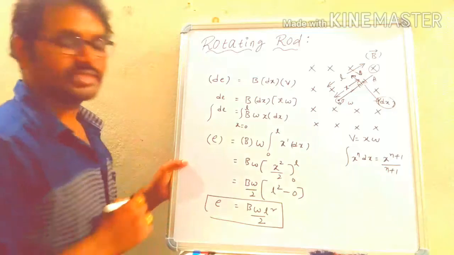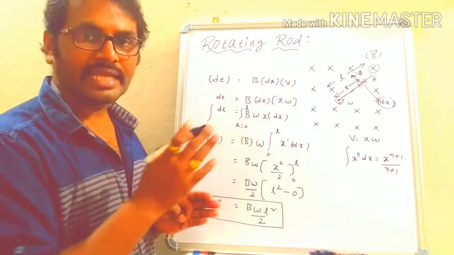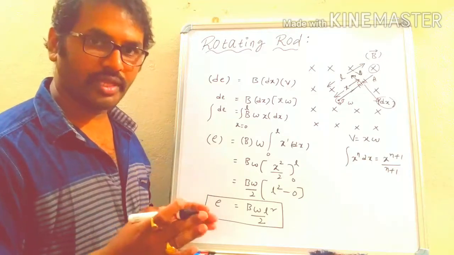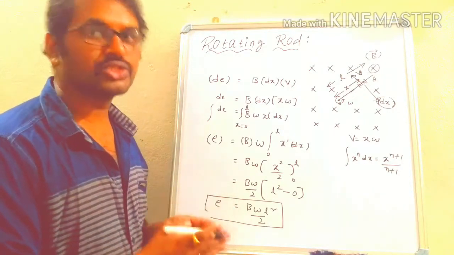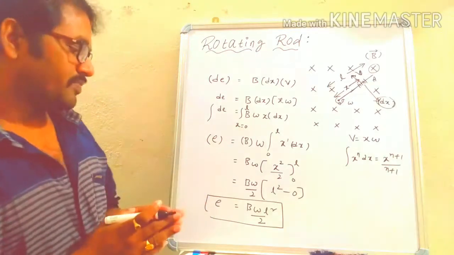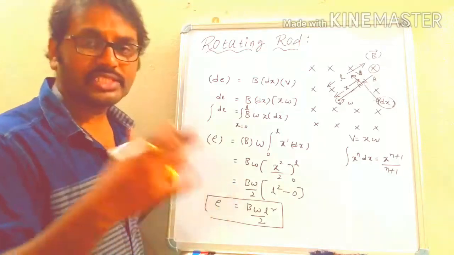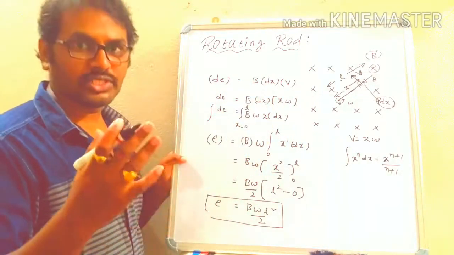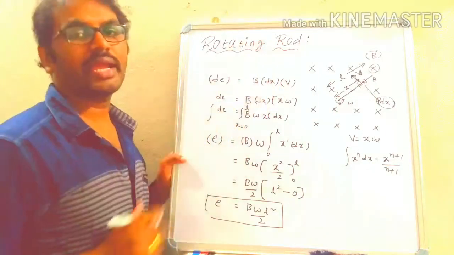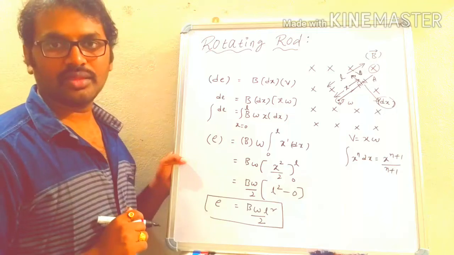So you got the result. The total induced EMF across the entire length of the conductor OA is B omega L square by 2. If you see, this is the potential difference. The next question is at which end you will get the positive potential and where you will get the negative potential. You got the magnitude. This is the magnitude of it.